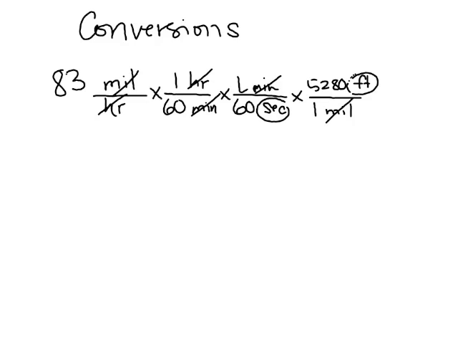Calculator. 83 times 5,280 divided by 60. What's my answer? 121.73. What's the units? Feet per second. So at 83 miles an hour, I'm traveling 121 feet per second.